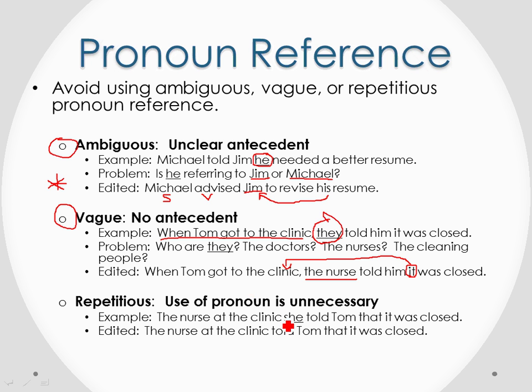Well, we don't need this she, okay? Because if you look at the sentence, here's my subject, the nurse. At the clinic is my prepositional phrase, and told is my verb. If I have the she there, basically I have a subject that's exactly the same as this subject here. So I don't need the she. So all I need to do is take it out. The nurse at the clinic told Tom that it was closed, and now my sentence is fine. So we want to be careful with some reference problems with our pronouns.